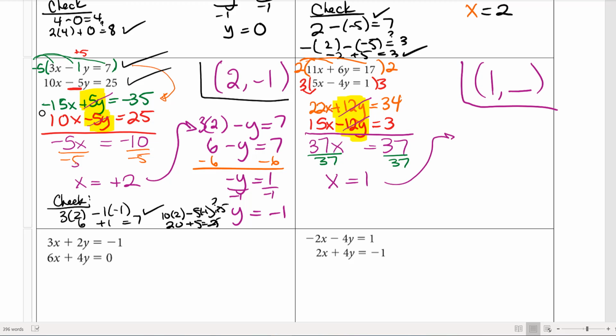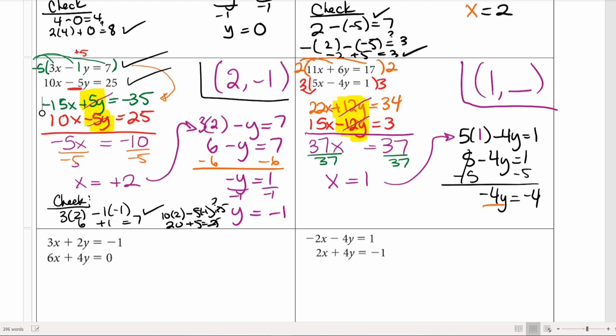To decide what the y is, I'm just going to go ahead and plug it into one of the two equations. I'm going to choose the second one just because the numbers are smaller. So 5x minus 4y equals 1. But I know that x is equal to 1 already. So I'm going to plug that in. So 5 minus 4y equals 1. Minus 5 to both sides. That gets me negative 4y equals negative 4. And divide both sides by negative 4. And a negative divided by a negative is a positive 1. So my answer is 1, 1.